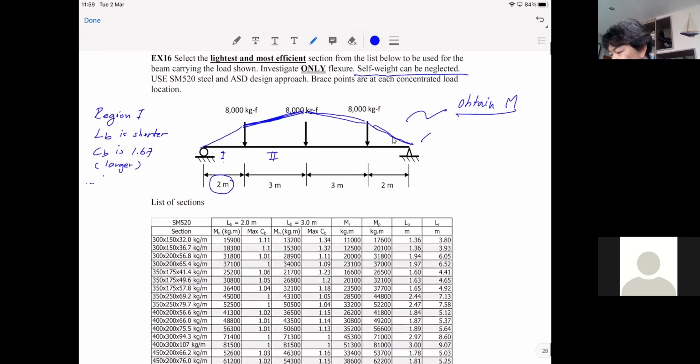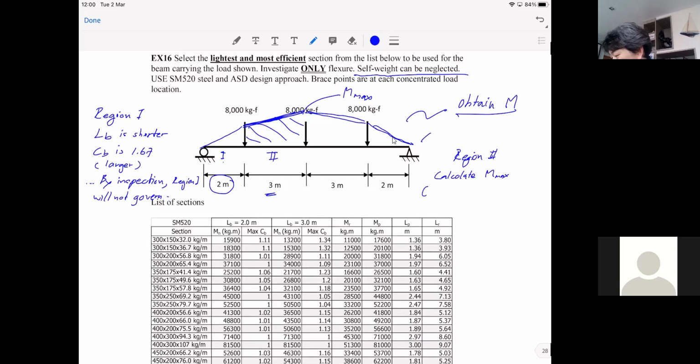So I can say, by inspection, region 1 will not govern. Yeah, by inspection is the magic word. Before you can say it, you must be absolutely sure, and it must be said based on reason. In region 2, which is the region where you should investigate, you have your M max here, correct? And you have a larger LB, so in region 2 you calculate M max, and then MA, MB, MC, and CB.